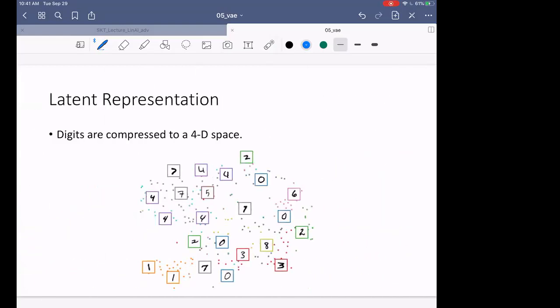So that was the recap. Now, what do we do if we want to generate new samples? We've compressed, we have a compressed space. So we can safely compress the original image X into a 4-dimensional space, or in this case, 2-dimensional space, some lower latent, some lower dimensional space.